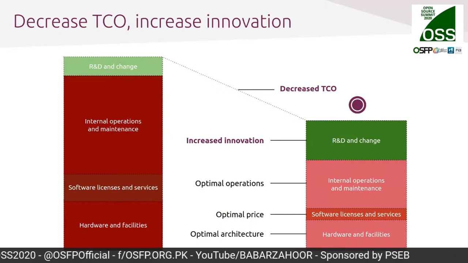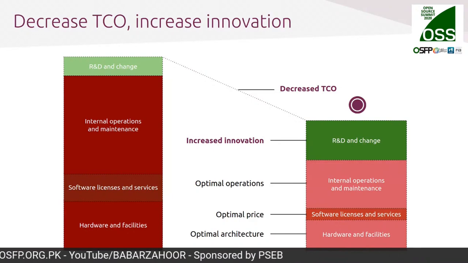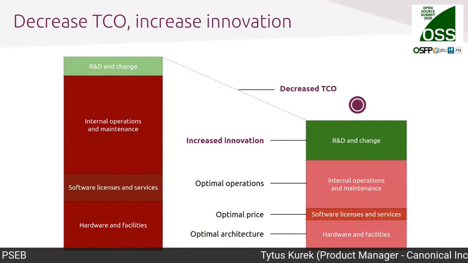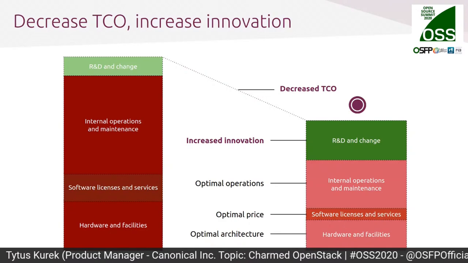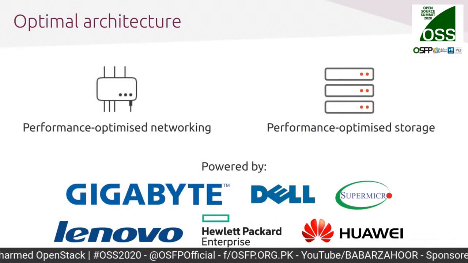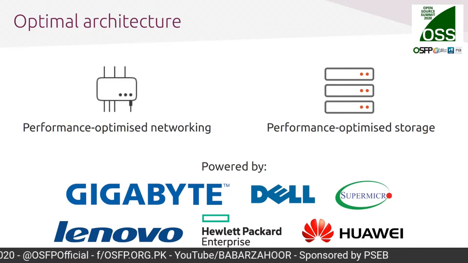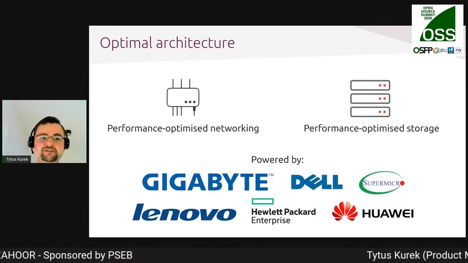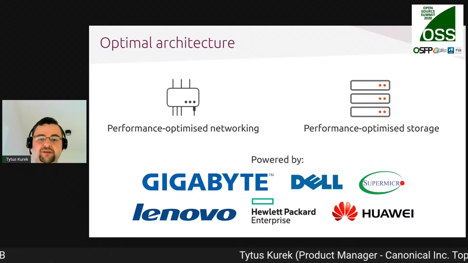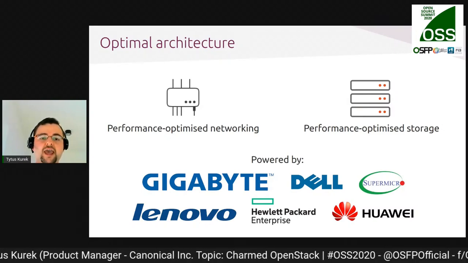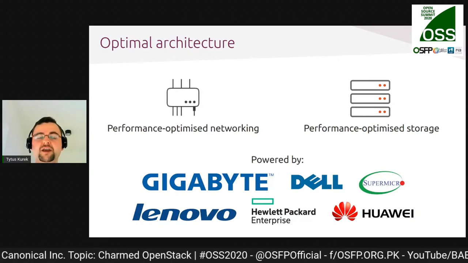And we achieve that by making sure that our Charmed OpenStack distribution allows for a better, optimal architecture of the cloud, an optimal price, and more importantly, optimal operations, which I'm going to talk about in a few minutes. Looking at those three missions that we're trying to fulfill, optimal architecture comes from the fact that we provide a reference architecture for private cloud implementation that ensures that organizations are getting the maximum value for money from the hardware that they buy.